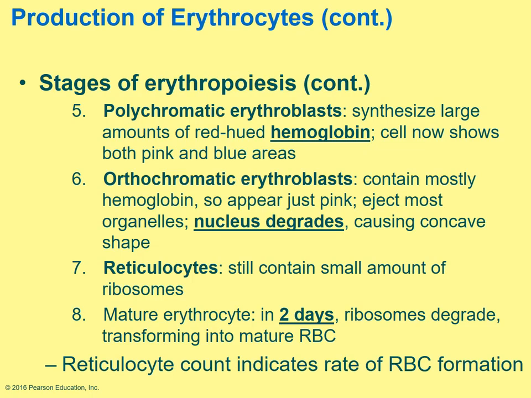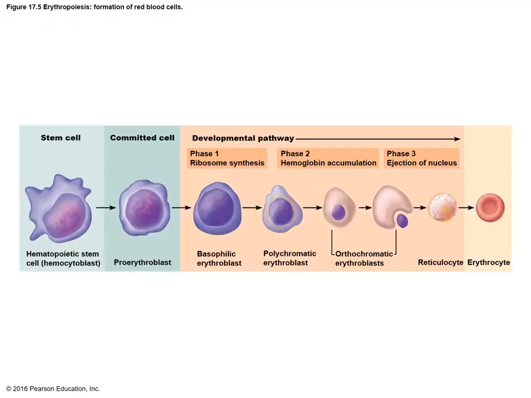From there, you move to the reticulocytes, excuse me. You still have a few ribosomes there, and then the last stage is the mature erythrocyte, and the final ribosomes are going to degrade, and once again, you've already lost the nucleus. So this is showing the various stages until finally you have that mature erythrocyte.